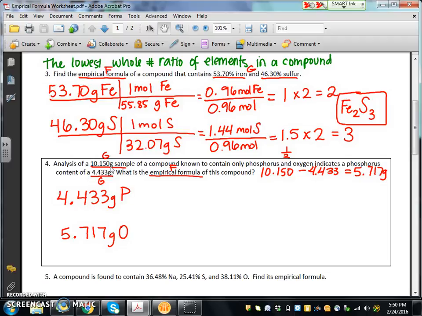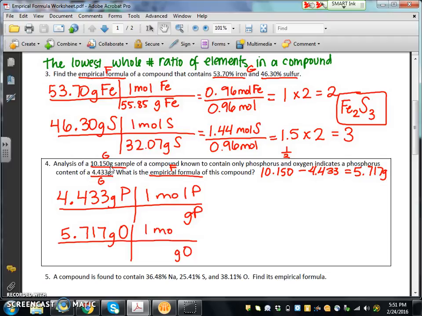Now you will notice because they did not give us percentages, we can skip the percent to mass step. Because we're given grams, we're going to start at line 2 of the rhyme that says from mass to mole. So let's convert our 4.433 grams of phosphorus into moles of phosphorus and our 5.717 grams of oxygen into moles of oxygen. Now, the molar mass of phosphorus, when you look at the periodic table, is 30.97, and the molar mass of oxygen is 16.